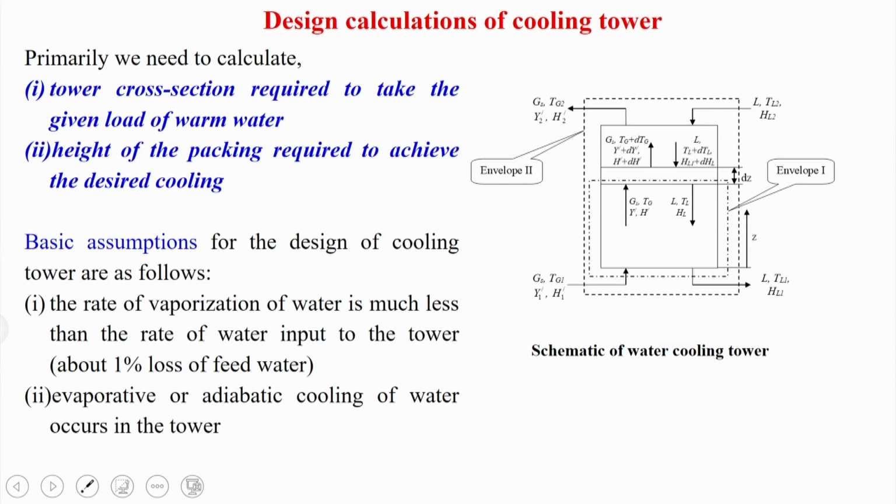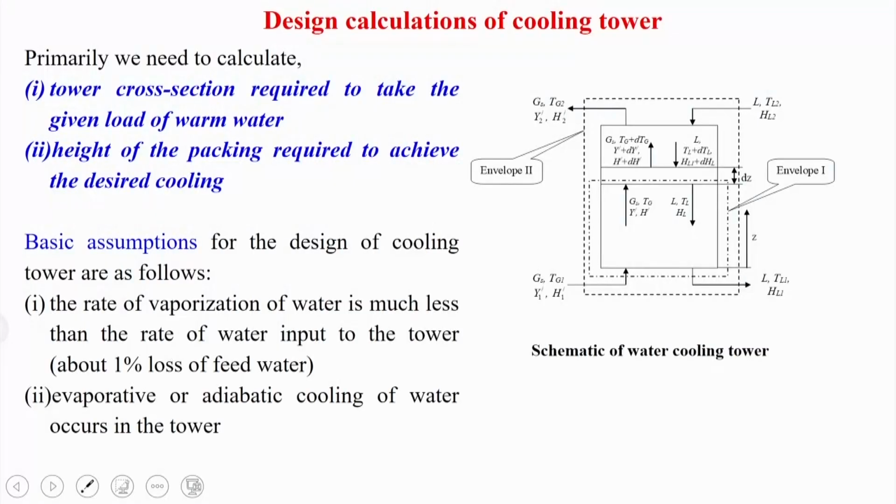For this, we need to make two basic assumptions. The rate of evaporation of water is much less than the rate of the water input to the tower. We assume that around 1% loss of the feed water takes place, and for that we will also be discussing makeup water. And the second one, that evaporative or adiabatic cooling of the water occurs in the tower.